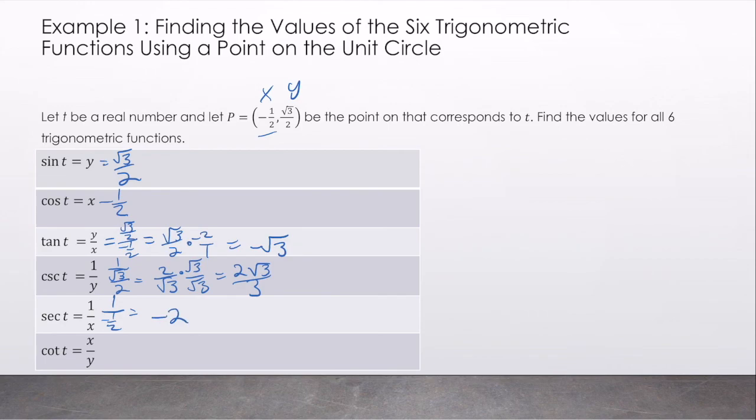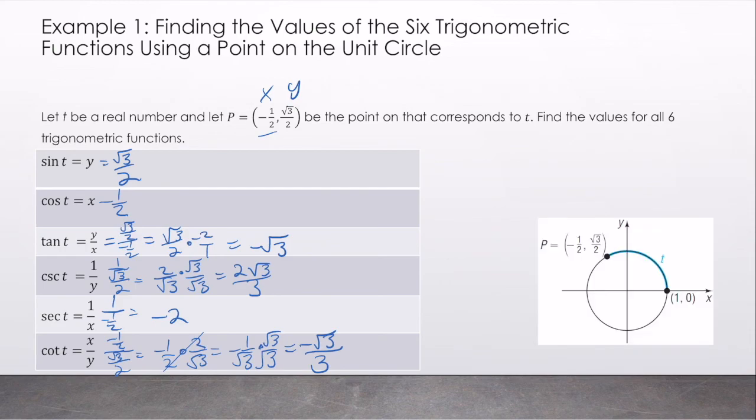And last but not least, cotangent. I'm going to take x over y. So I have negative 1/2 times 2 over the square root of 3. My 2's cancel. Negative 1 over square root of 3, but we don't like that. So we multiply the square root of 3 on the top and the bottom. So I have negative square root of 3 over 3. So that's our first example of finding values given a point on the circle.